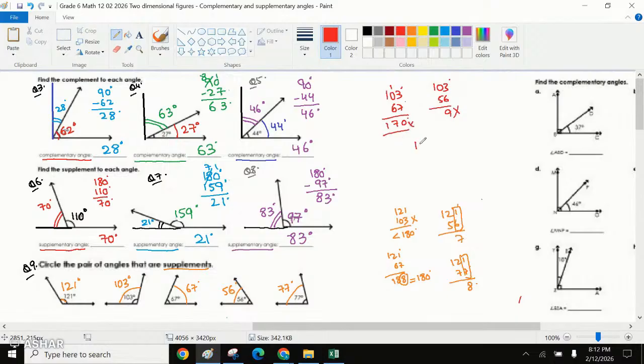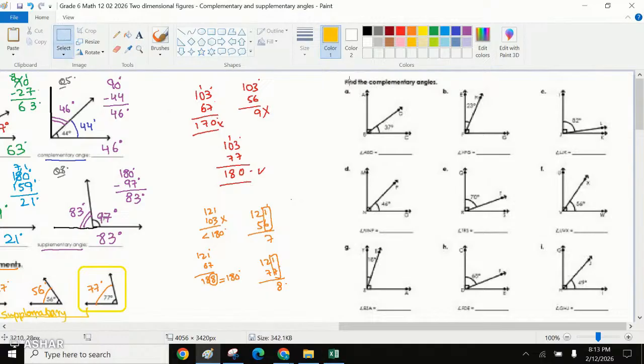But 103 and 77, agreed. That means these two circles are supplementary to each other, right? 103 plus 77 would be supplementary. Agreed? Okay.